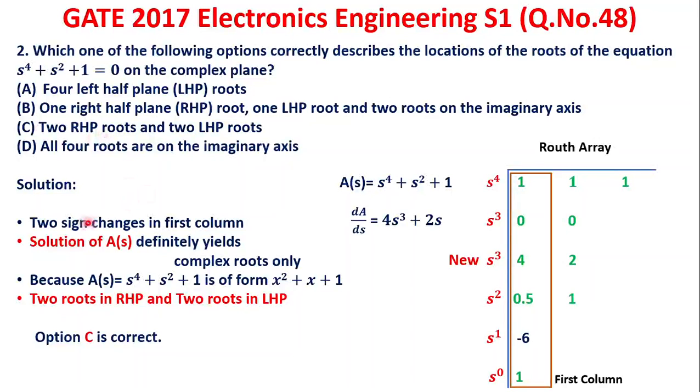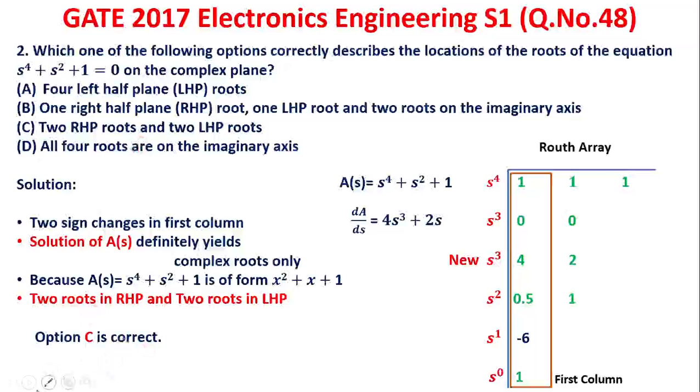Anyway, to confirm it, we can try to solve the characteristic polynomial, because the characteristic polynomial solution will definitely yield complex roots. However, here x square plus x plus 1 will not yield purely imaginary roots. It will have real as well as imaginary parts. That means two of the roots will be located in the left of the s plane, or the real part of those two roots will have a negative sign. Therefore, two roots in the right half of the s plane, two roots in the left half of the s plane. If you want, you can solve this, but no need. Therefore, this particular solution falls into option C. So, option C is correct.